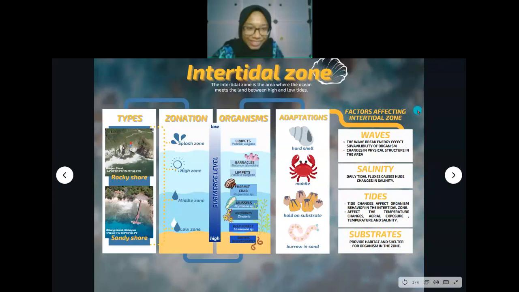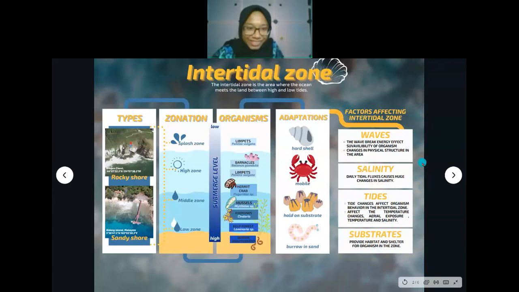Like limpets and barnacles, they can hold onto the substrate so that they can counter the wave breaking energy from the waves. And also, last but not least, they have the behavior of burrowing in sand, such as worms.